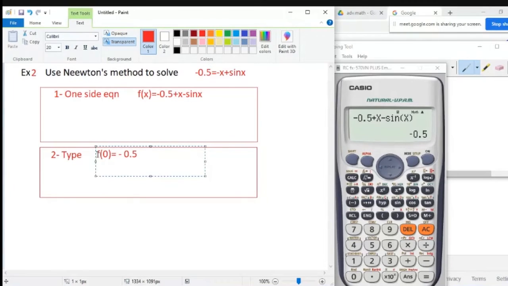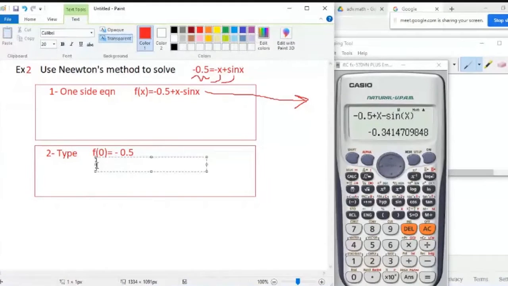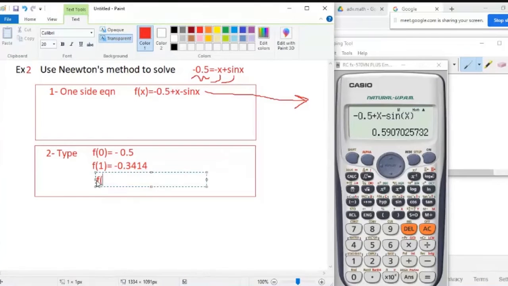Then now the first one with me. I will press calc and I will put 1. Then it will become negative 0.34. Remember, when you put calc 1, it means f(1). The calculator gives you negative 0.3414. Nice, it's still negative. Then I should continue and put calc 2. Calc 2 gives me a positive value, 0.590. Okay, now I will stop because the sign changed, as you know.